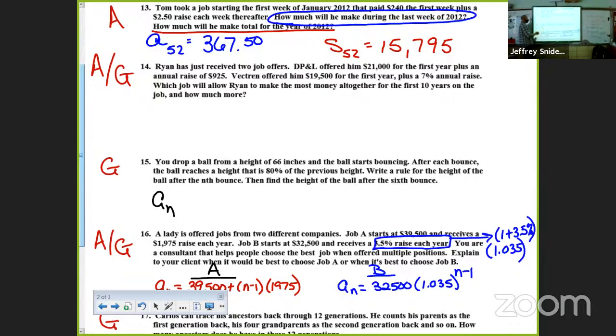So what's the rule for number 15? 66 times 0.8 to the n minus 1. Yep. So the 80% is what it's retaining. It loses 20%, it's retaining 80%. That's this, and then I'm going to ask you to find the height of the ball after the 6th bounce. You're asked to find A sub 6. So what do we got here? 26.627. Sounds good to me. Oh, 21.67? I read my handwriting wrong. That's okay. All right.